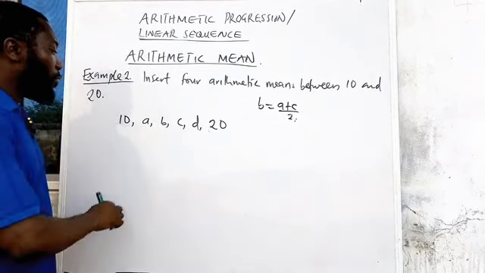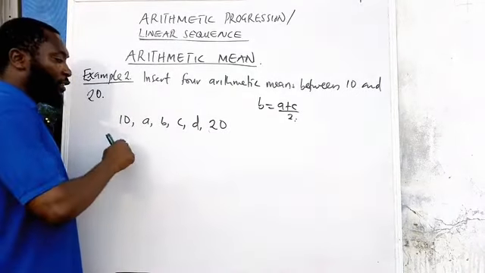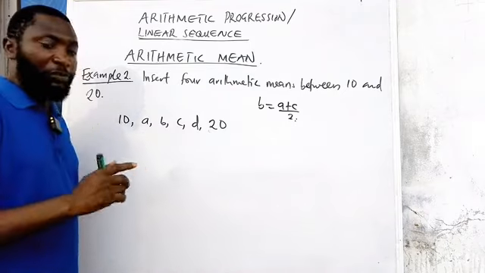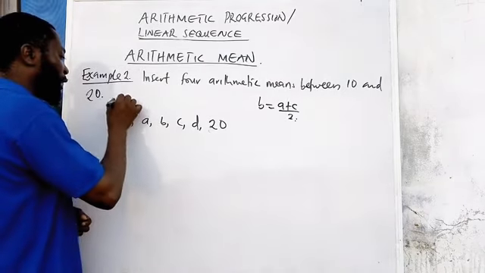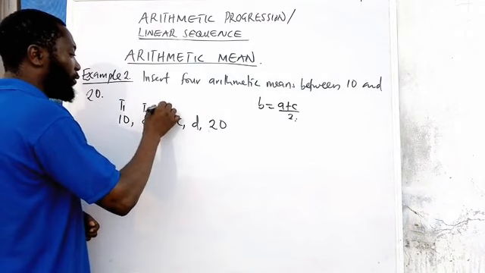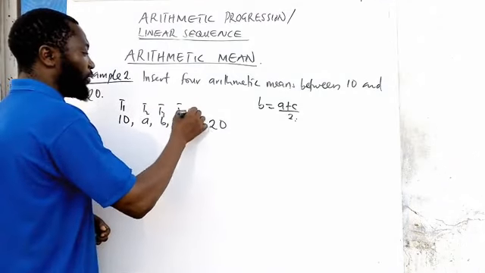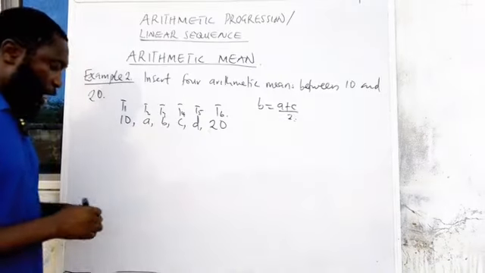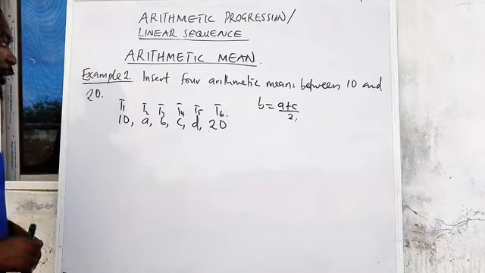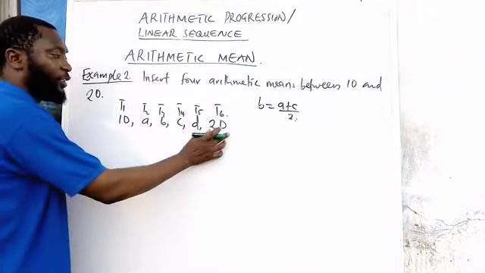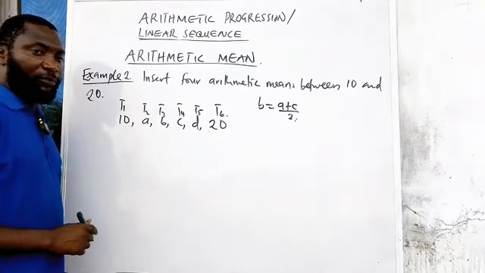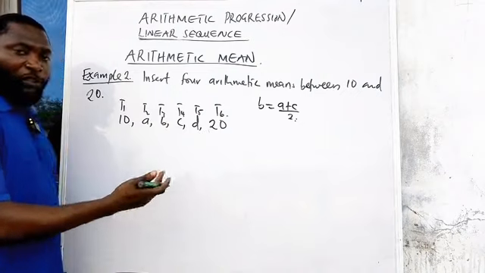It means we have a sequence which has 6 terms, 6 members. So this will be the first term, second, third, fourth, fifth, and the 6th term. Now that is what we are going to make use of. The last term here is the 6th term, so let's use this 6th term to calculate the common difference.